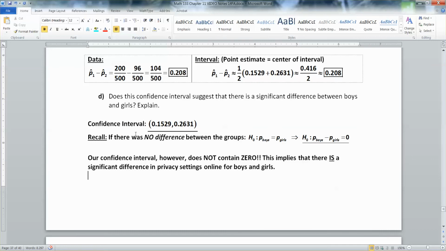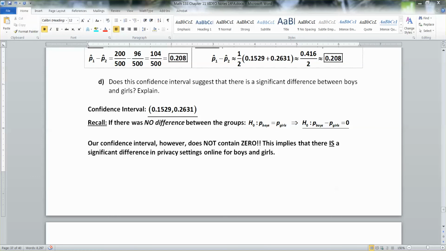All right, and that's what I just wrote here. If there was no difference, that would mean that they were equal to each other, and that means when you subtract them, you get 0. Since our confidence interval does not contain 0, that implies that there is a significant difference in the privacy setting for boys and girls.